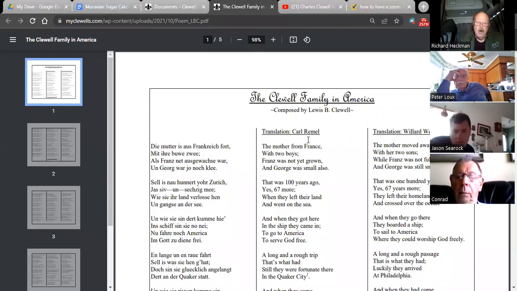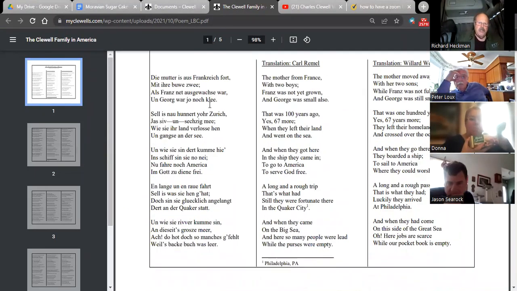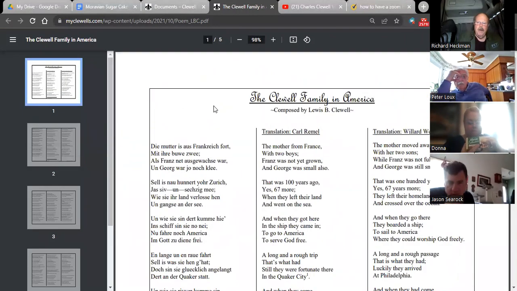Translations were by Carl Remmel, who I think my mom is the one who contacted him, and Willard Werkheiser. He's one of our Clewell family members. But over here on the left column, there's the Pennsylvania Dutch, and here are 2 other translations for that poem. He really does a remarkable job in capturing the historical background and the traditions of the family and that sort of thing. It's a very important job that he had done there.